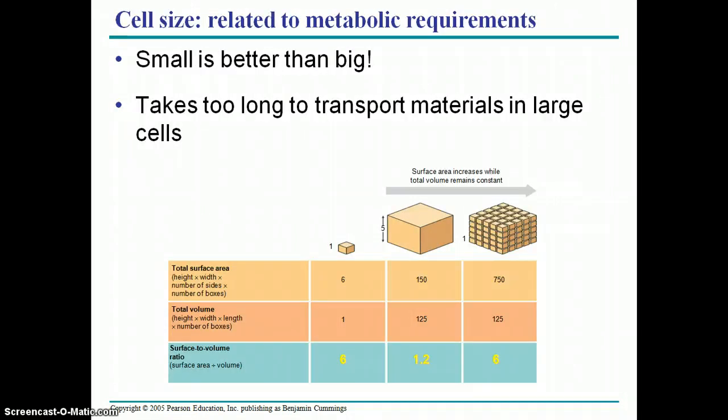Now, this is important to cells because getting things in and out of your cells is important. So this just helps us understand why cells are so small as opposed to having big cells, right? Why do we have lots of teeny tiny cells like this as opposed to having, say, one big huge cell? And the answer is that when our cells try to take material in or out, it takes way too long in this big cell, and it doesn't take as long in the littler cells. And so that's one reason why cells are so small.